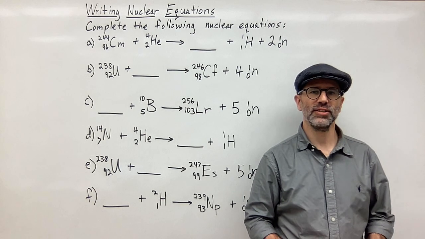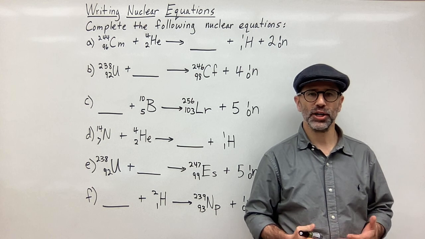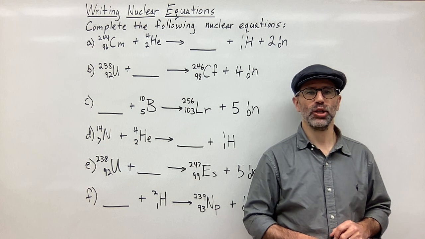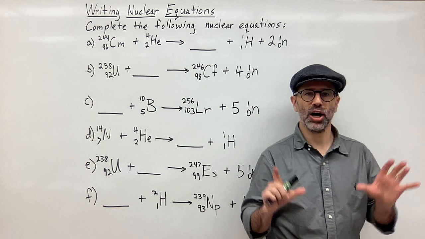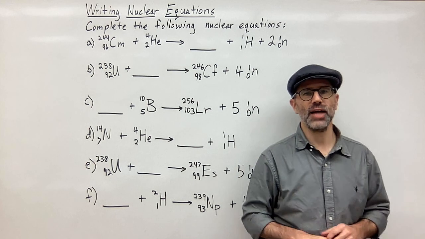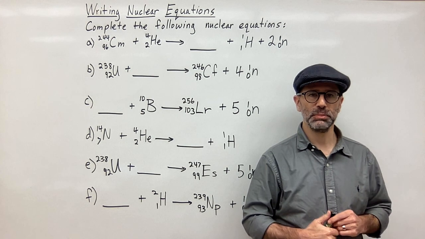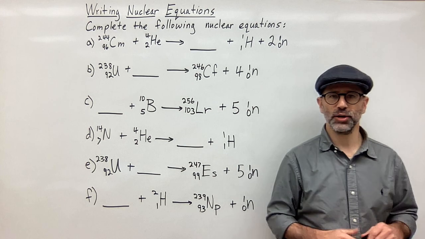I'm Mr. Cobalt, and in this video I'm going to be going over how to complete nuclear equations. And again, we're going to balance the sides. We're going to look at the numbers on the top, the numbers on the bottom, make sure that they are equal. The total numbers on top and bottom should be equal, and so we can identify what the missing part is. So let's go ahead and complete these nuclear equations.